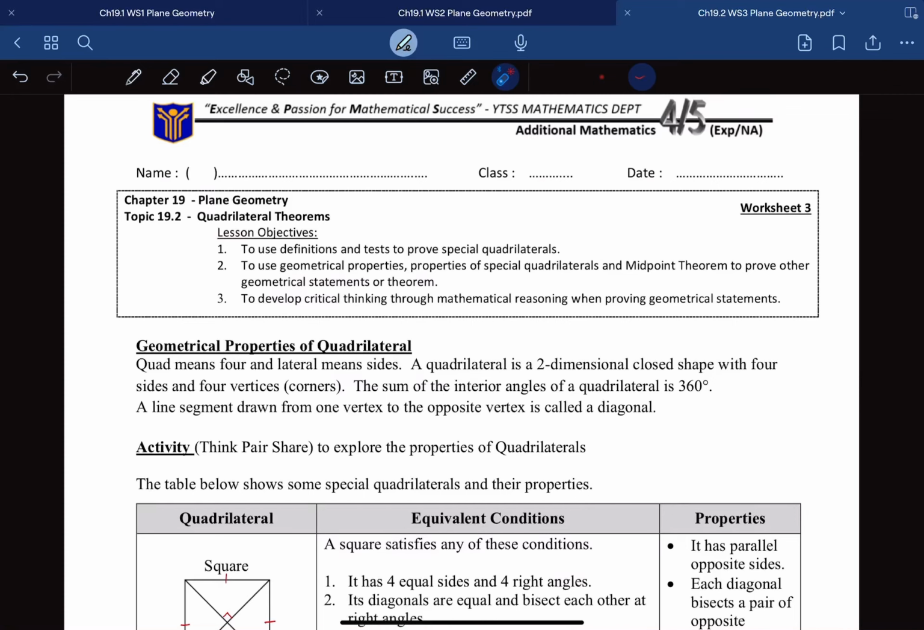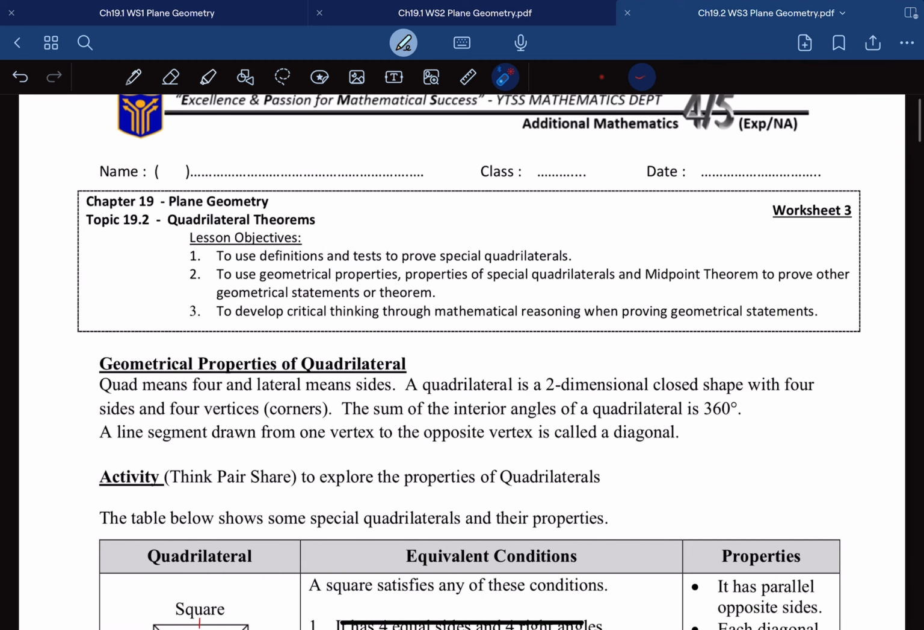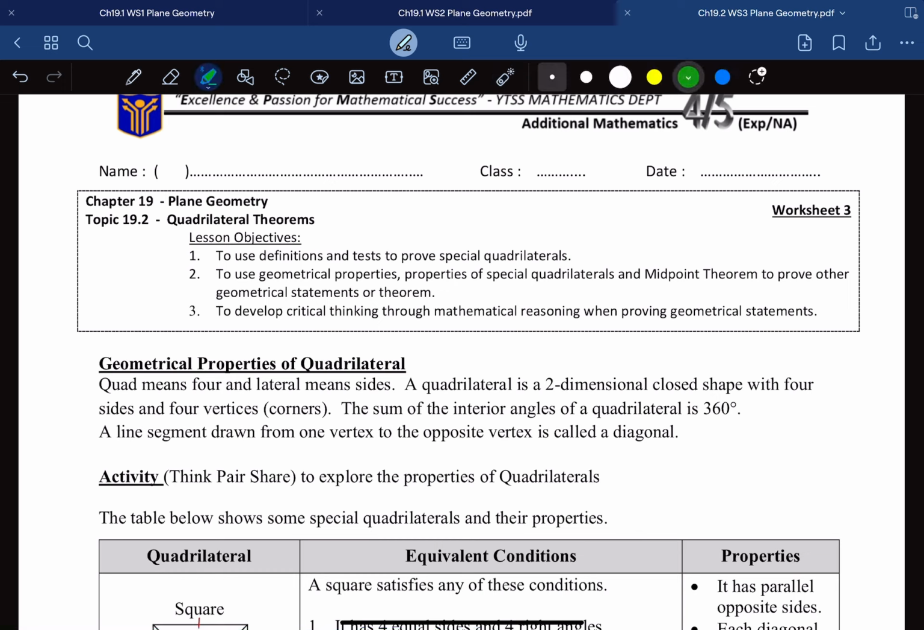For this video, we will look at Chapter 19, Worksheet 3. What Worksheet 3 is about is that we are going to look at quadrilaterals now. What are quadrilaterals? Essentially, it just means any object with four sides or four vertices. A very important thing to understand: by quadrilateral, I mean any 2D shape with four sides and four vertices.